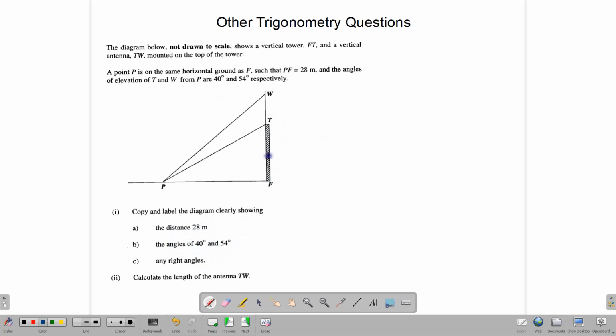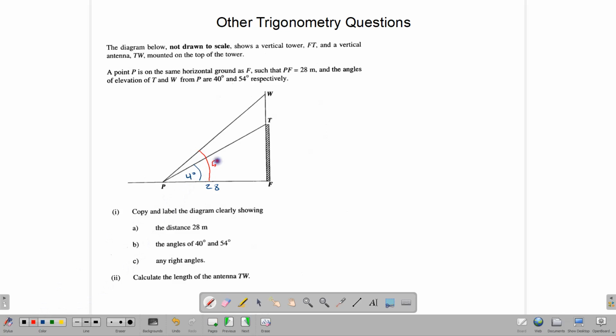So this FP, if you're looking at it in a real situation, would be like a house, and you have like a TV antenna on top of your house. It's something like that. So we have our TF, it's vertical, it's standing on a flat plane, and this distance from P to F here is 28. So we can put in our 28. And also the angle of elevation of T and W from P are 40. So 40 is the smaller one, it goes here. And the bigger one is 54.